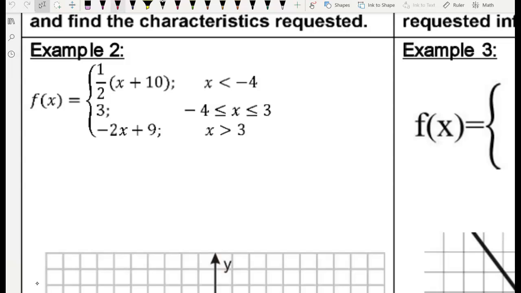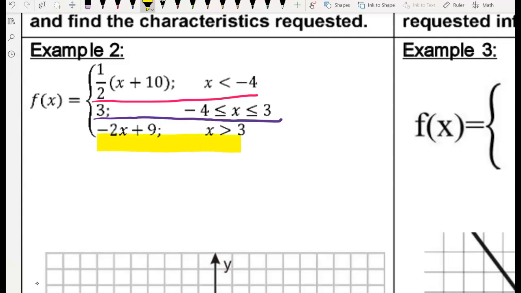The second piece, okay, so first piece is this one right here. The second piece says 3, only when x is from -4 inclusive to 3 inclusive, or we can read that as x between -4 and 3 inclusive. And the last piece, 3 pieces, -2x plus 9 when x is bigger than 3.